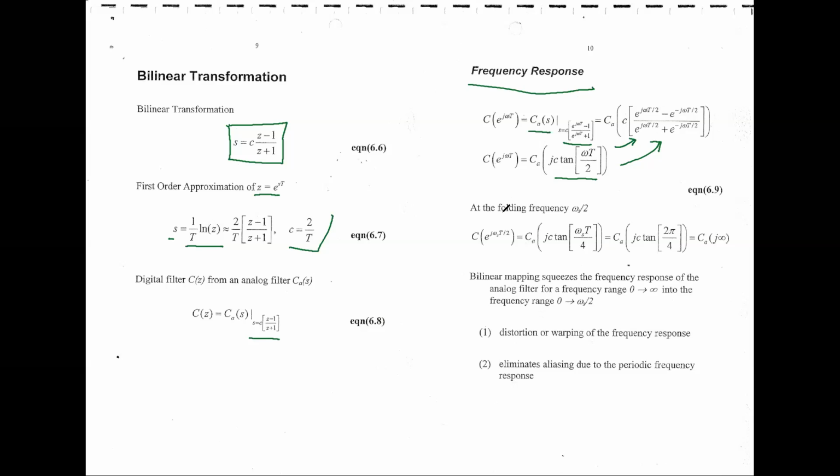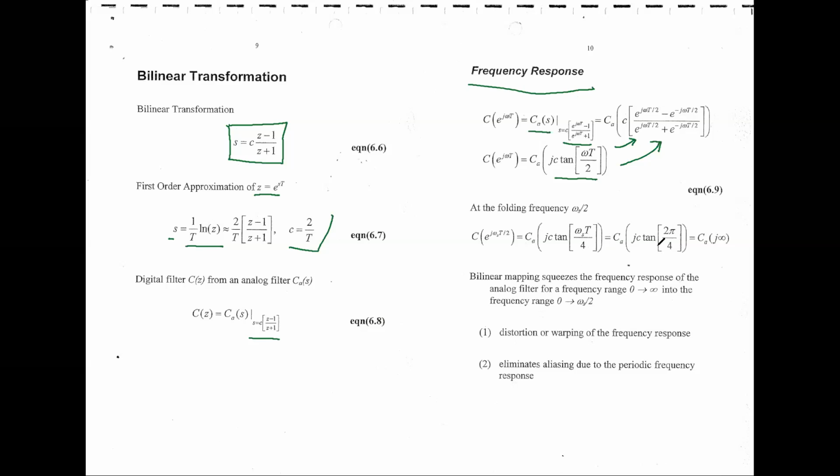Now, at the folding frequency omega S over 2, where omega S is the sampling frequency, if you substitute omega S over 2 instead of omega, you get C of e to the power J omega S times T over 2. You get J C tan of omega S times T over 4, because omega S over 2 divided by 2 will be omega S times T over 4.